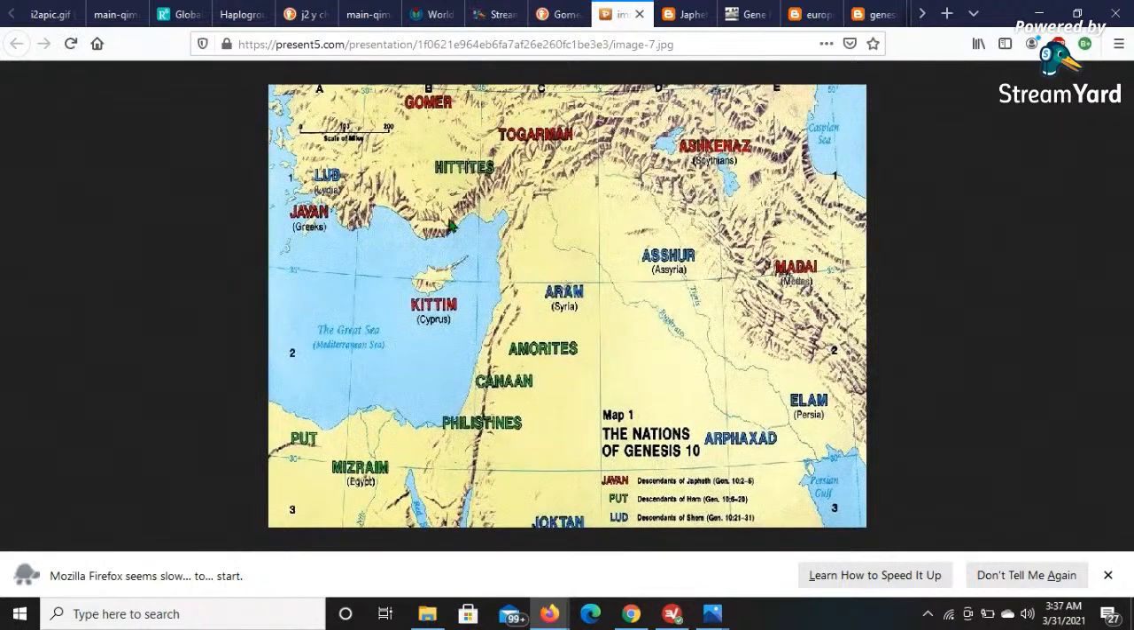Okay, so Hittites. Yeah, the Hittites are probably from Gomer and Javan and stuff. Okay, Asher, Aram, and Elam, and Arpachshad. There you go. Those are the sons of Shem.